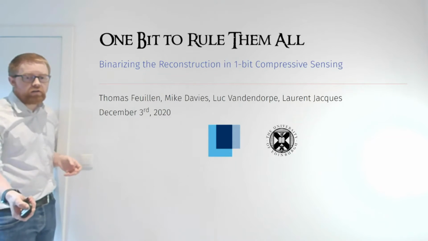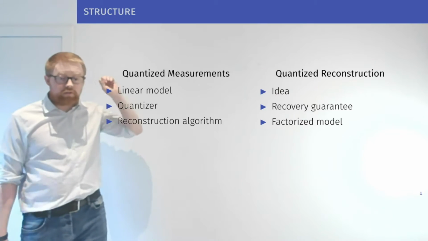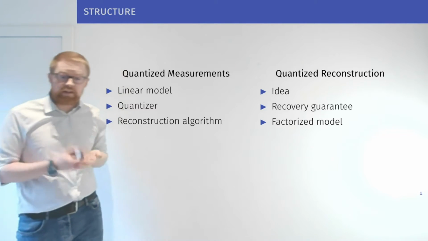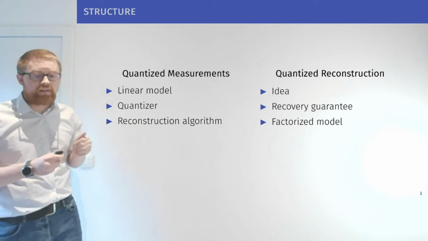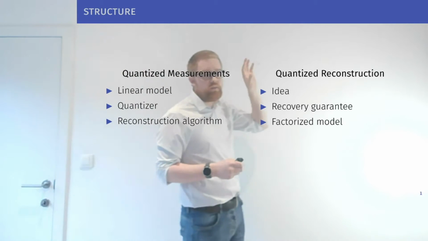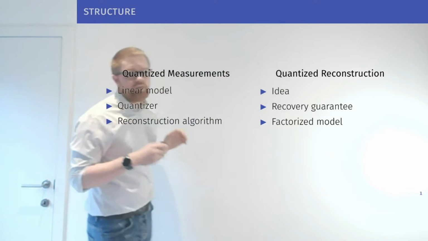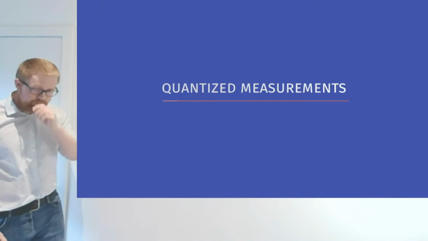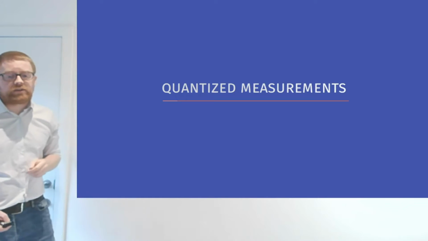So a quick overview of the talk. In the first part, we're going to see what you can do when you want to quantize your measurement, for example, when you want to lower the resolution of your ADCs. In the second part, we're going to study what happens when you also want to lower the resolution of your reconstruction. So let's look first at the quantized measurement.